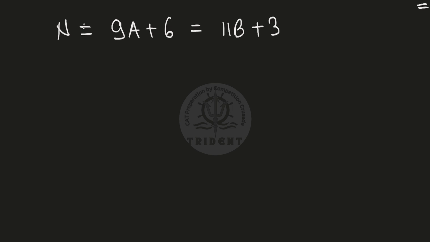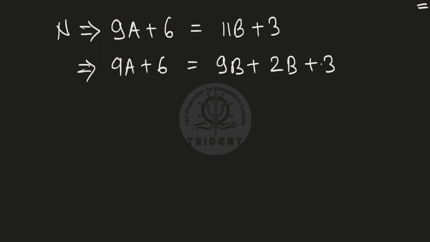Now see what I can do from there. In 9a plus 6, this 11b can be written as 9b plus 2b, so we get 9b plus 2b plus 3. So 9a plus 2b is equal to this thing.